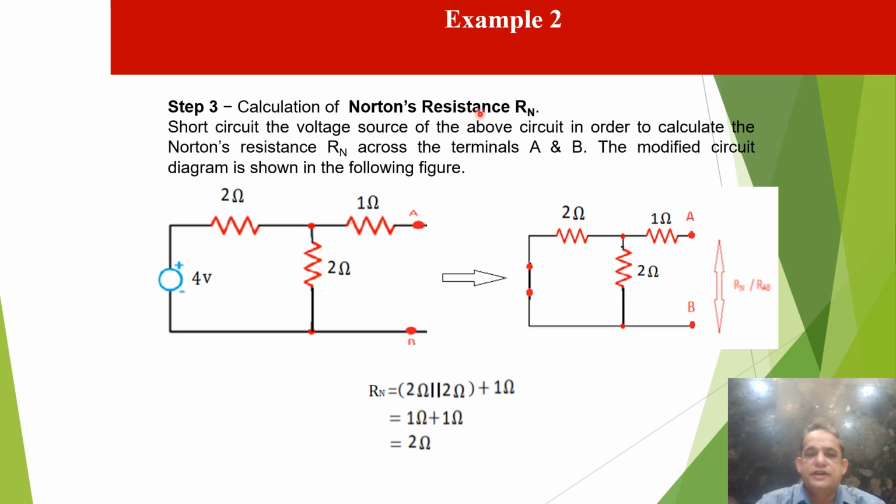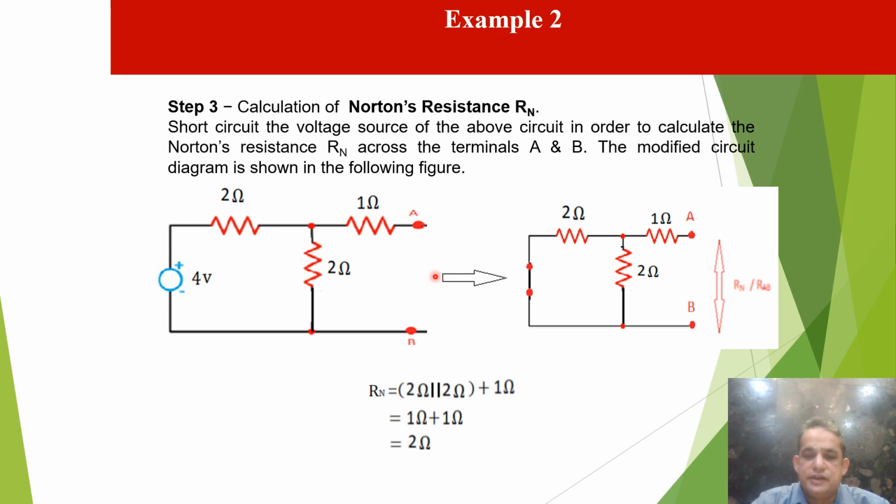To find the Norton resistance, short circuit the voltage source of the above circuit in order to calculate the Norton resistance Rn across the terminal A and B. All the sources convert into their internal resistance. Here in the circuit, a voltage source is given, so we convert the voltage source into its internal resistance.